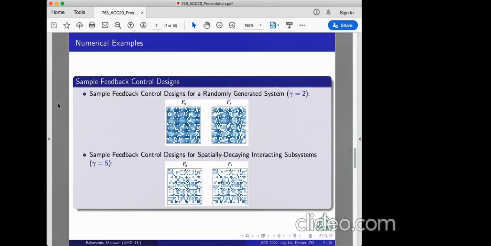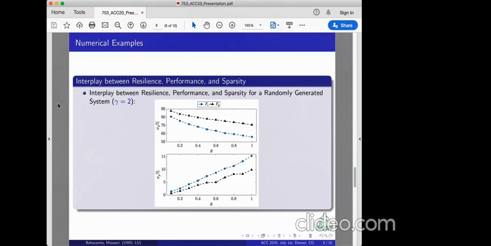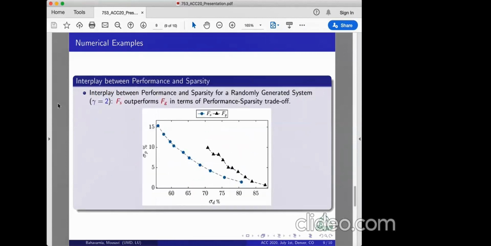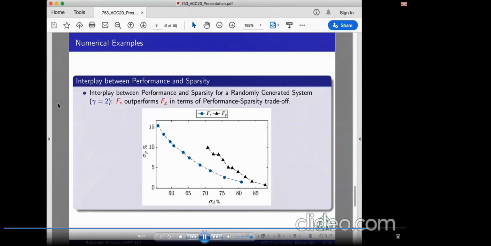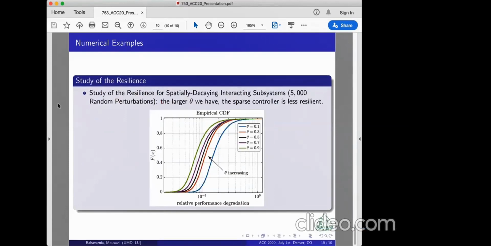This slide depicts the corresponding sparsity patterns of F sub G and F sub S for two classes of LTI systems. As design parameter theta increases, we get sparser controller designs with higher performance loss. We observe for the class of randomly generated systems, the reweighted L1 outperforms the greedy design in terms of performance sparsity trade-off. Running the experiment with 5,000 random perturbations, we observe the larger theta we have, the less resilient the sparse controller is. Thank you so much for listening to my presentation.